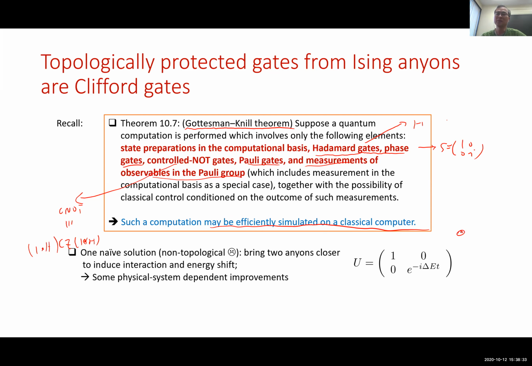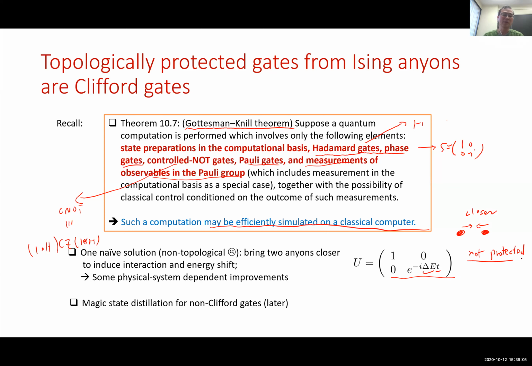One naive way is because these anyon, if they are far away, they don't have interaction. If you bring them closer, they will induce some energy. So you need to time it well. And if you know the energy difference, then that will induce some phase shift. But this is not protected by topology. There's no protection. Yeah, so we will talk about magic state distillation later. Okay.